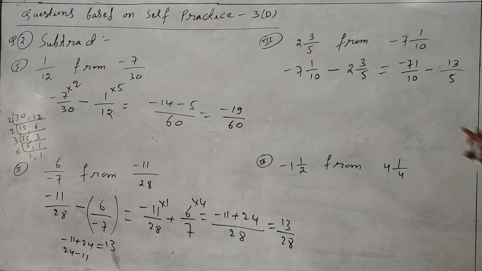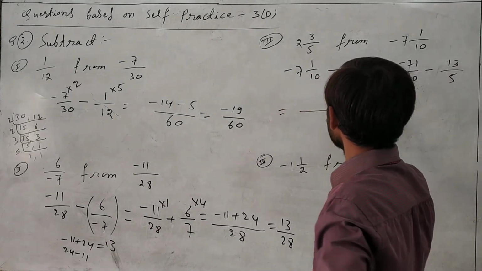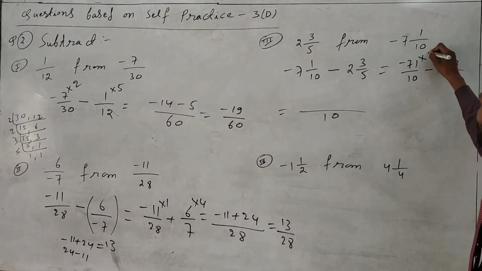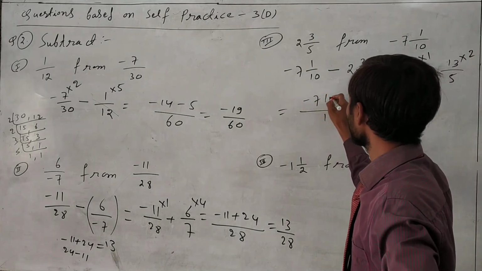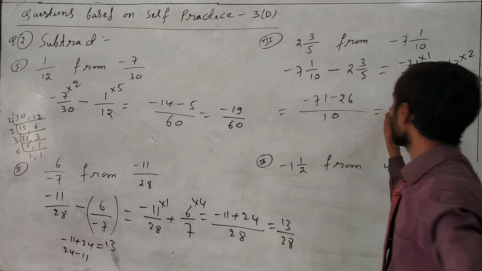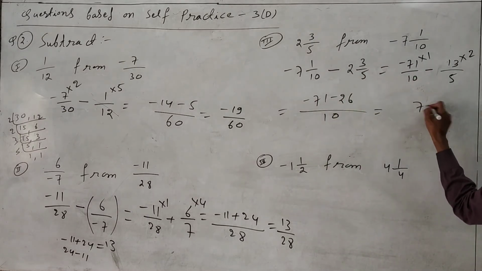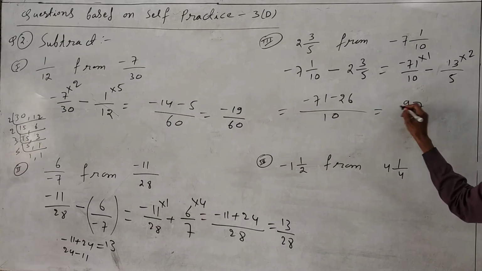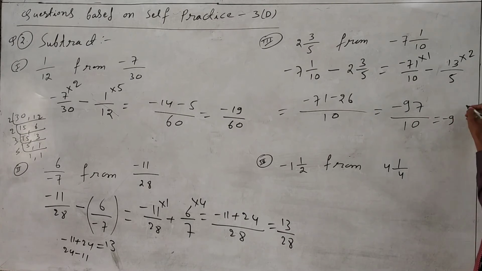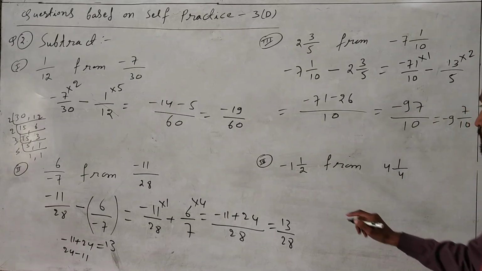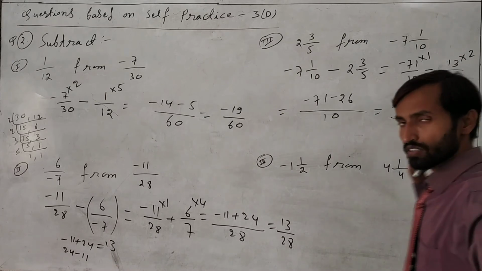Now we have to take the LCM. The LCM of 10 and 5 will be 10 only. So 10 ones are 10, we multiply by 1 only. 5 twos are 10, so multiply by 2 here. So minus 71 minus 26. Now we add: 6 plus 1 is 7, and 7 plus 2 is 9. So minus 97 upon 10. After that you convert it to a mixed fraction, then you get minus 9 7 upon 10, because 9 tens are 90 plus 7 is 97. So the final answer is minus 9 whole 7 upon 10.